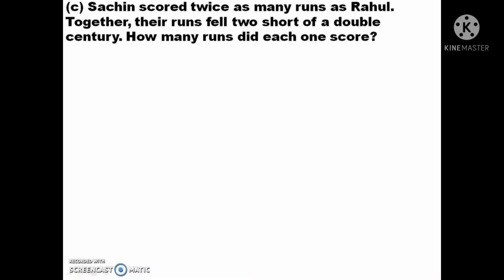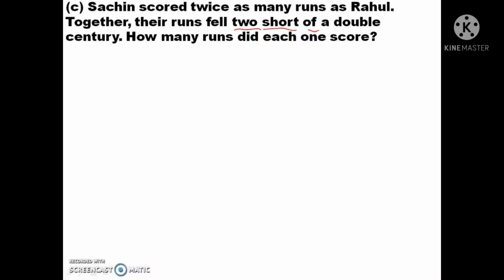Can you see the word here? Too short of. For 200, 2 runs are less. So what is that number known as? 198. That is 200 minus 2 is equal to 198.